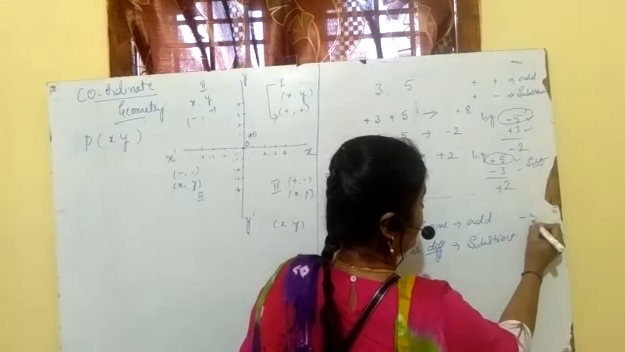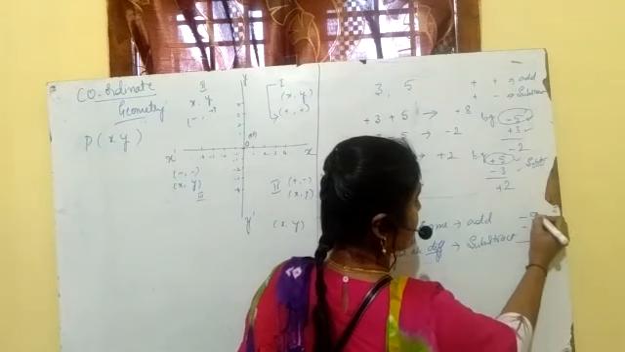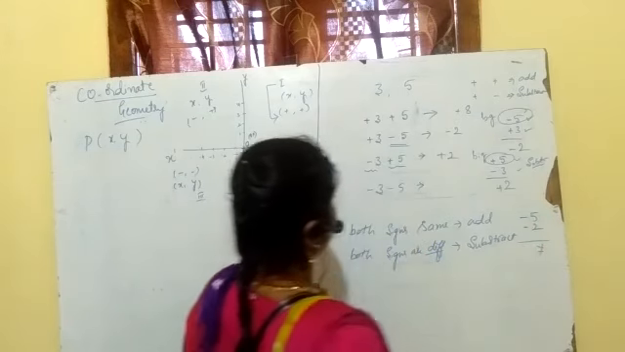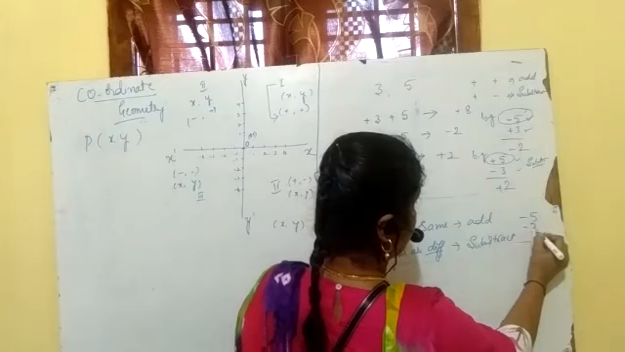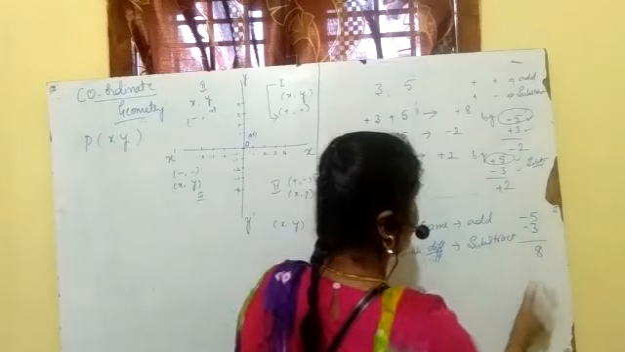Okay, minus 5 minus 2, what happens? 5 plus 2 is 7, minus 3, that is 5 and 3 is 8.